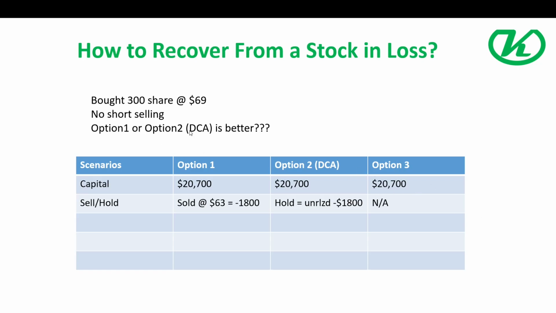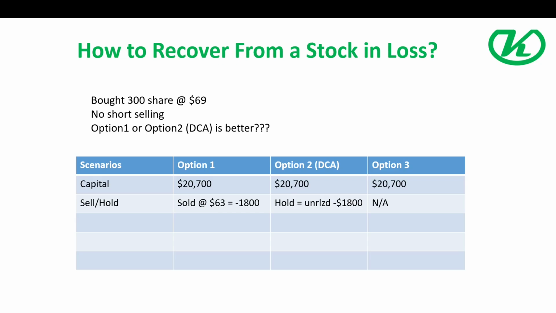Option two is called dollar cost averaging. What it means is that we hold on to the stock, we do not sell it, but we do have an unrealized $1,800 loss. It's unrealized because we haven't sold it and we are holding on to the stock. So at a certain price level, we go back and buy more stock. That's called dollar cost averaging. Now the average cost of our dollar is less. If I bought 300 shares at 69 and then I buy another 300 shares at less than 69, then my average cost is going to be lower. So that's option two.